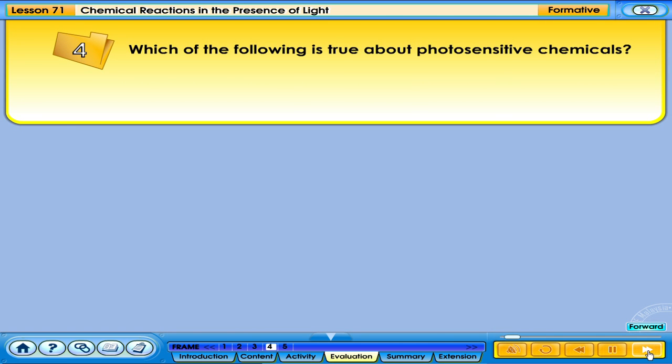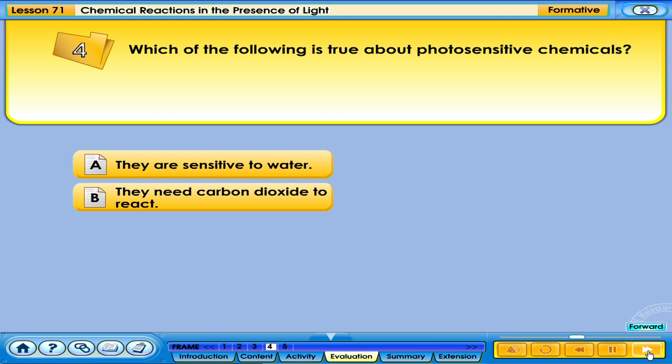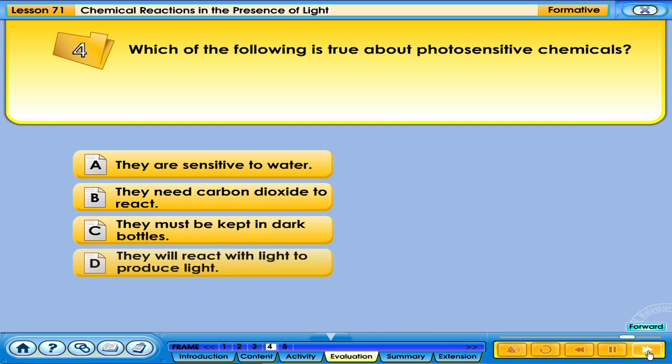Which of the following is true about photosensitive chemicals? A. They are sensitive to water. B. They need carbon dioxide to react. C. They must be kept in dark bottles. D. They will react with light to produce light. Your answer is correct.